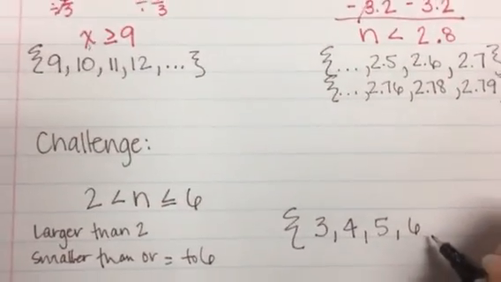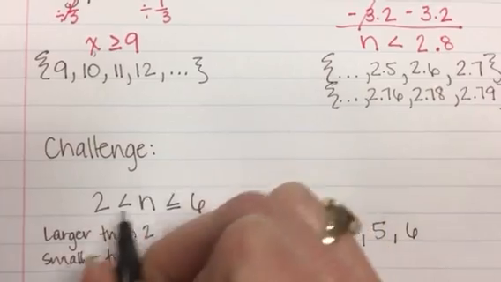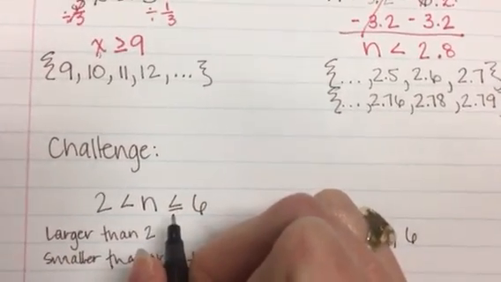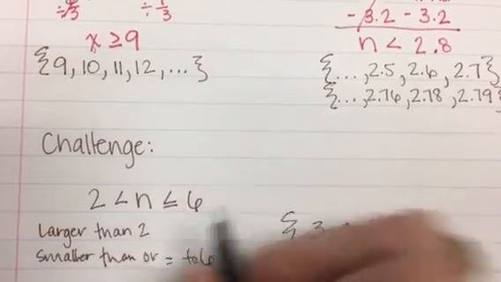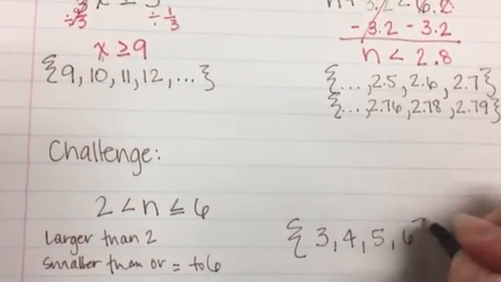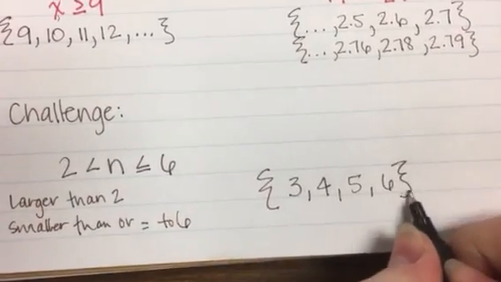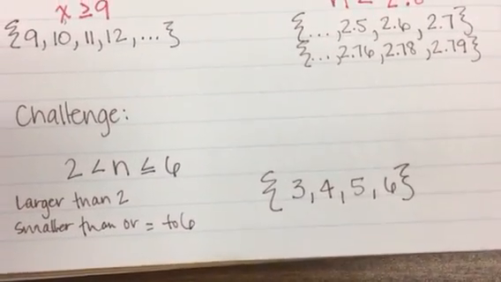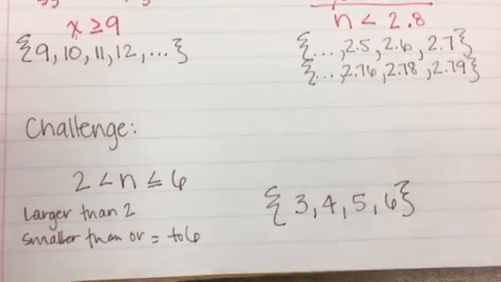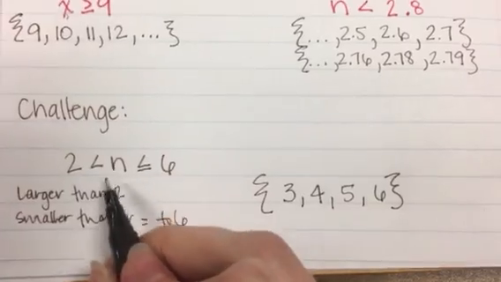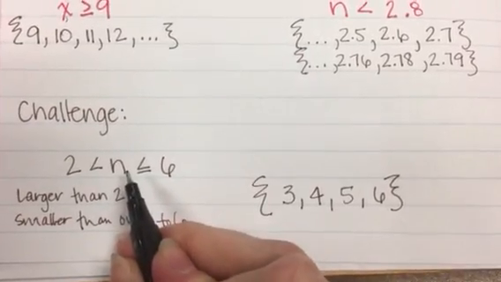Now, can I do a 7? If I do a 7 in there, 7 works for this part. It's greater than 2, but 7 is not less than 6. So I cannot do 7. So that means that this solution set has a close. Notice that this one doesn't have the little ellipses or the 3 little dots that mean it goes on and on, because this one doesn't actually go on and on. You're limited to where that number can actually be on a number line.